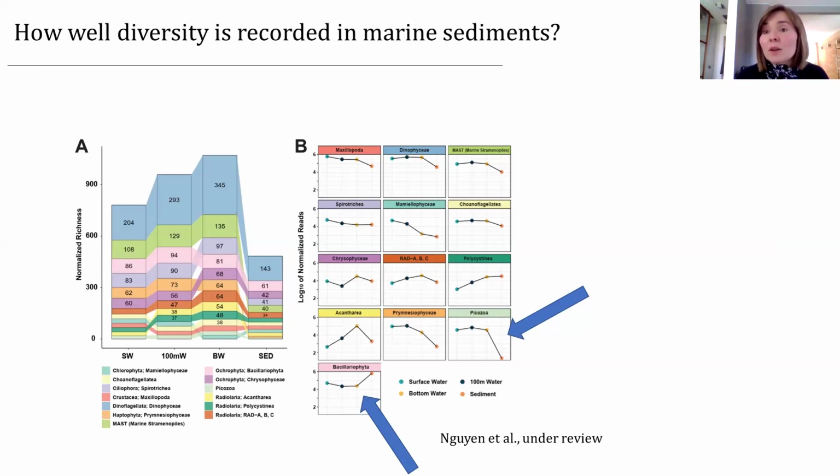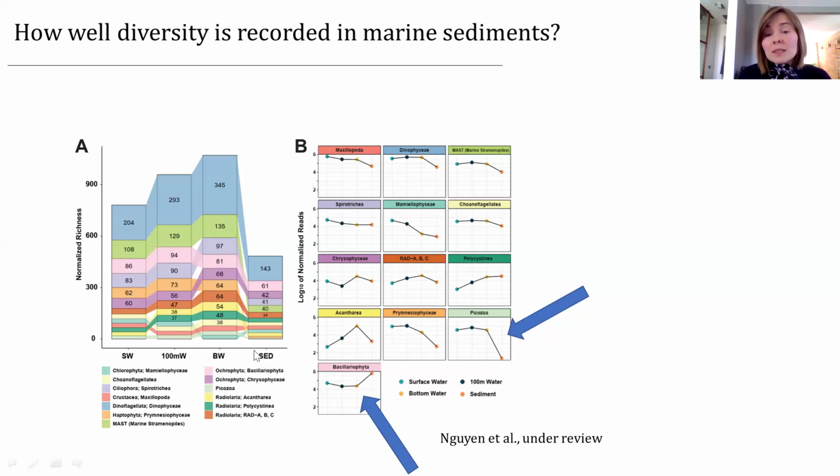So in a marine environment, this DNA can undergo a lot of processes on its way to the bottom. And we tested this. We analyzed DNA from the water column, from surface water, 100 meters, near-bottom water, and in the sediment of the same organisms.